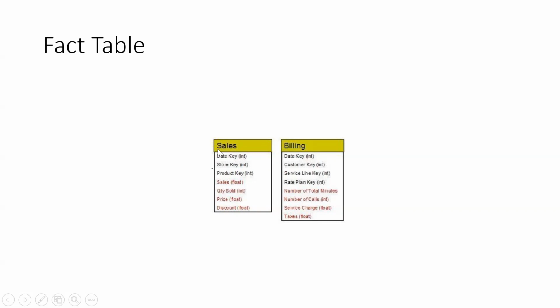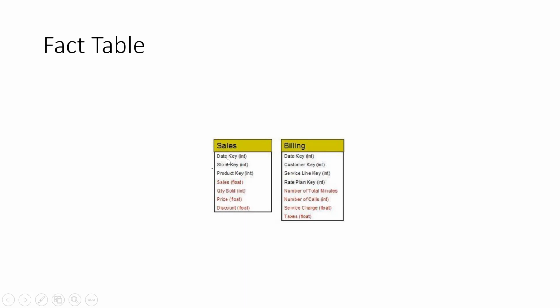So here I have put two examples. One is called sales, another is called billing. In the sales table or billing table, you can see the red color highlighted columns. Sales is a table, and those are column names. Billing is a table, and those are column names. The red highlighted columns are quantifiable fact information. So sales quantity sold, price, discounts, those are measures or facts. Those are quantifiable in nature.